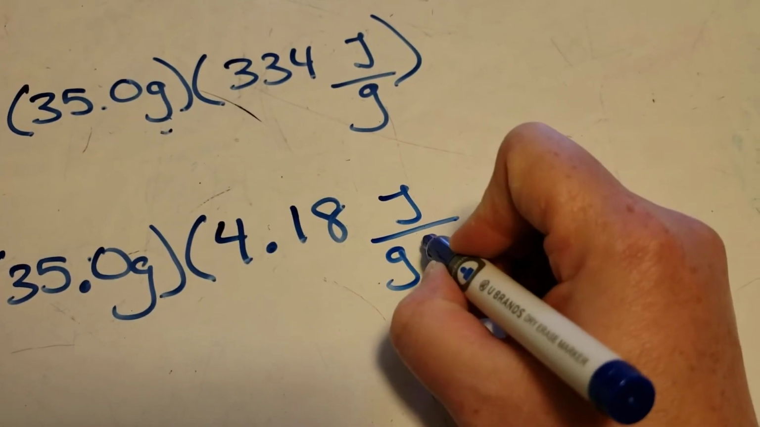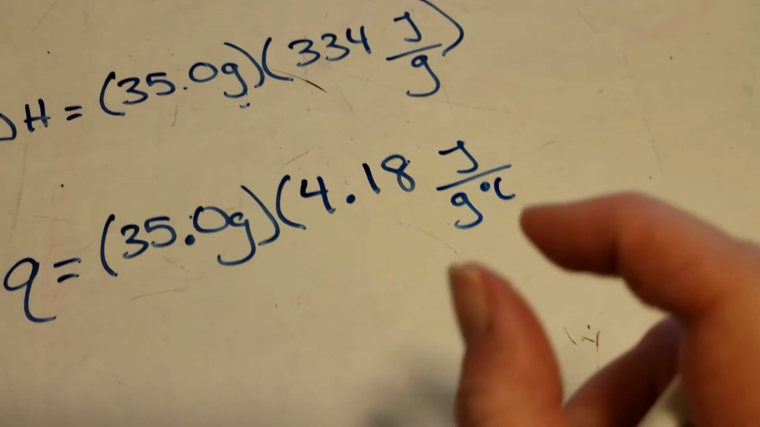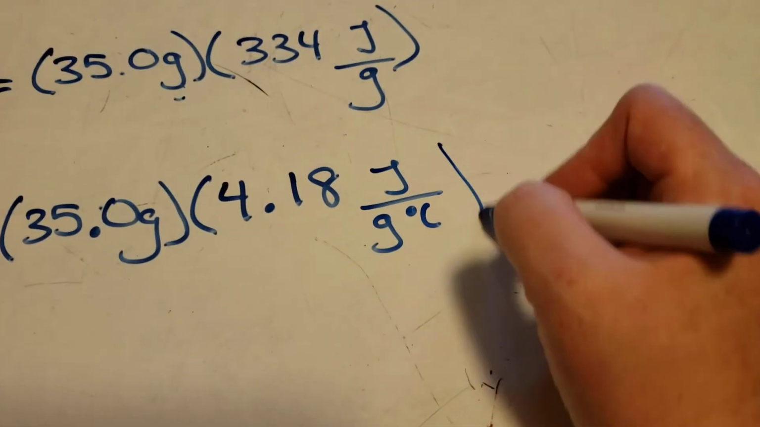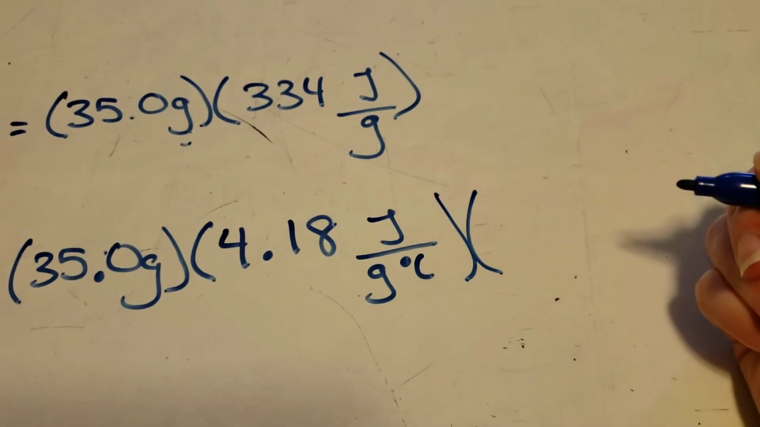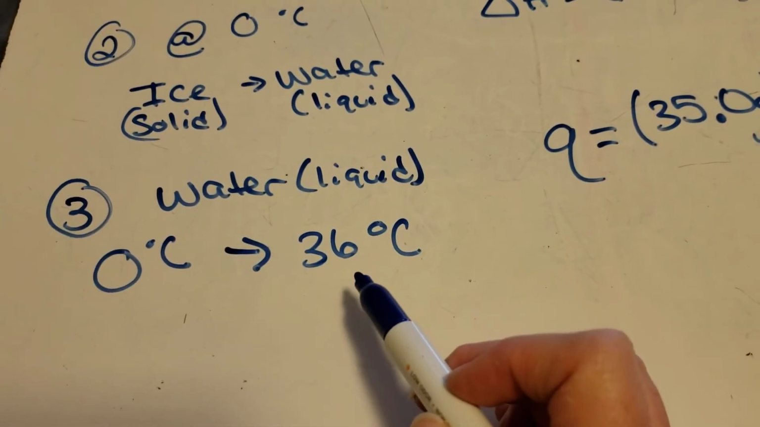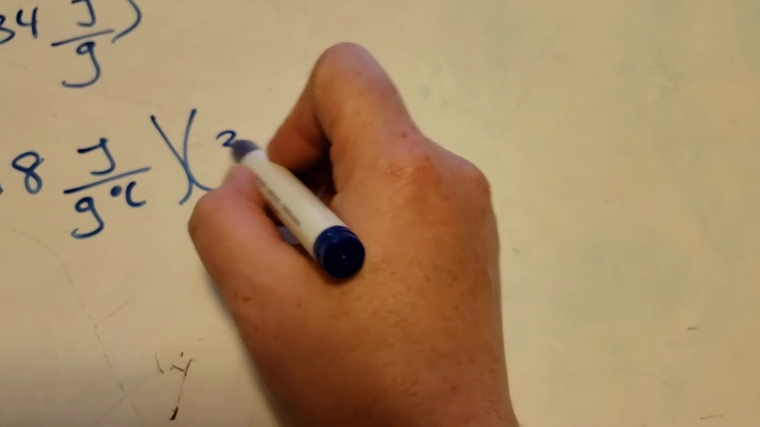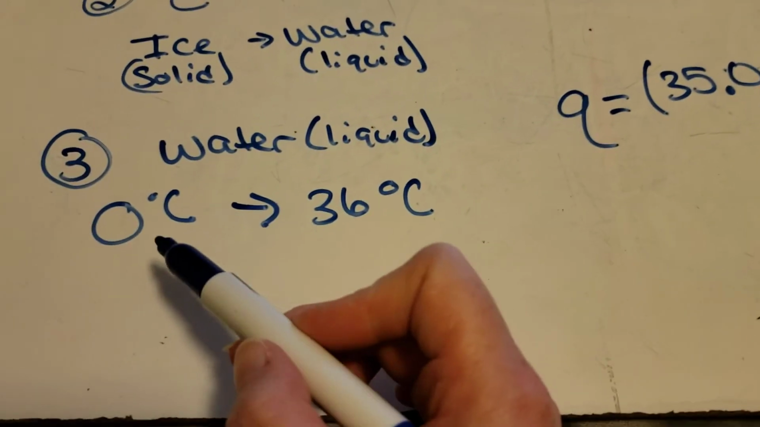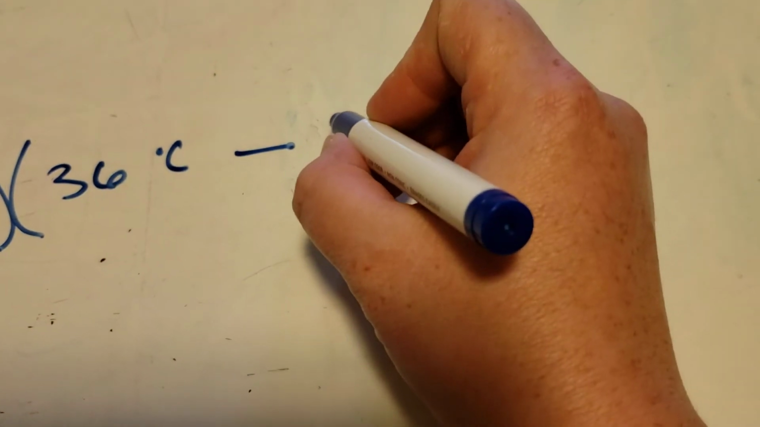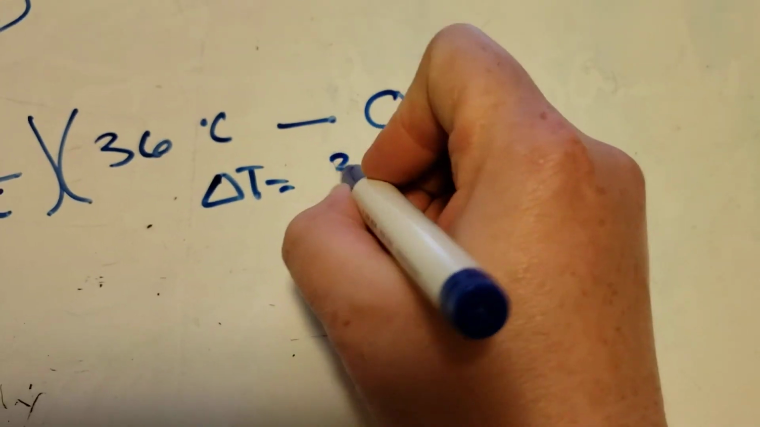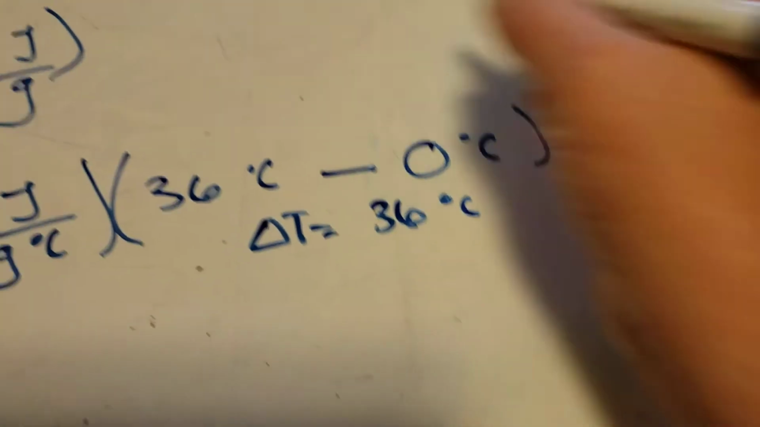If you do 4.184, you'll just get a slightly different decimal or a slightly different answer, and it's not too much, and that's totally fine as long as you show your work. All right, so final temperature in this problem for the water is 36 degrees Celsius. So I'm starting there. So 36 degrees Celsius minus my initial for my liquid water, which is 0 degrees Celsius, and my delta T equals 36 degrees Celsius.